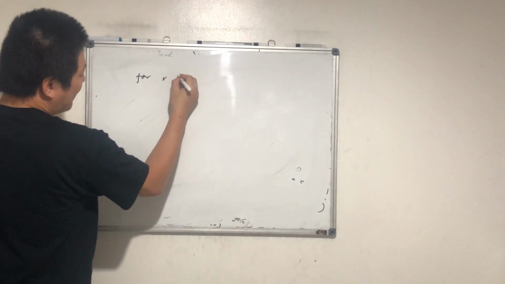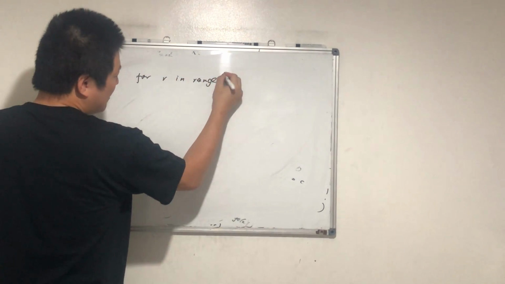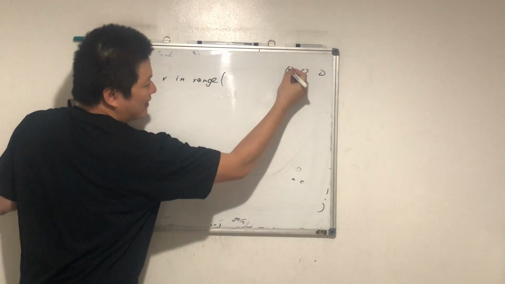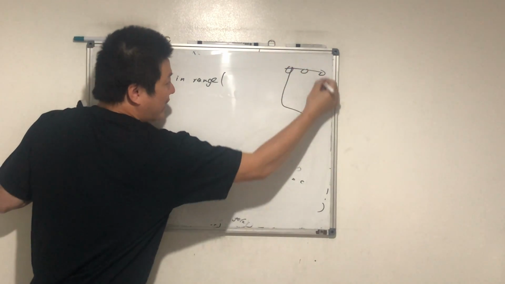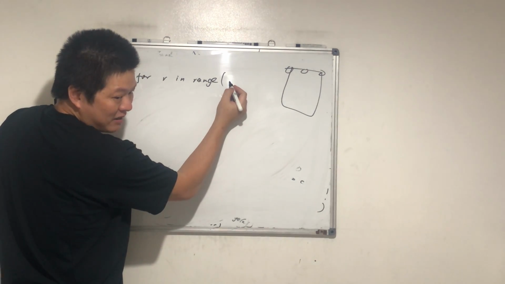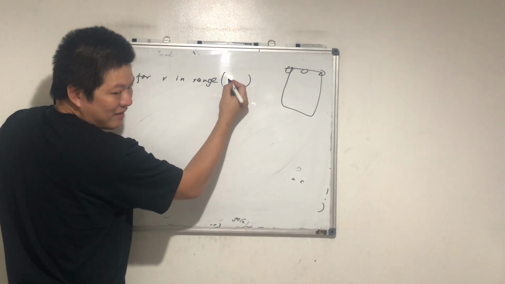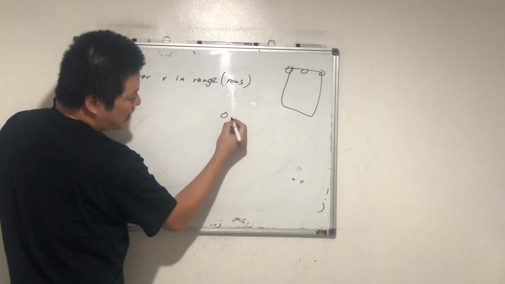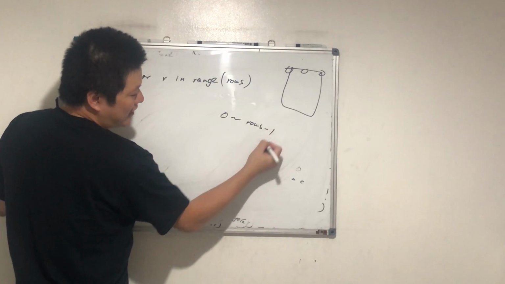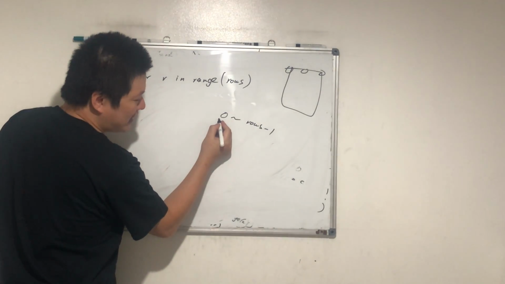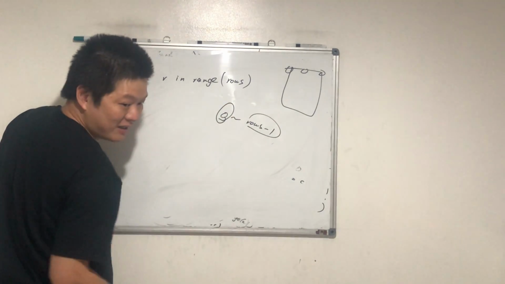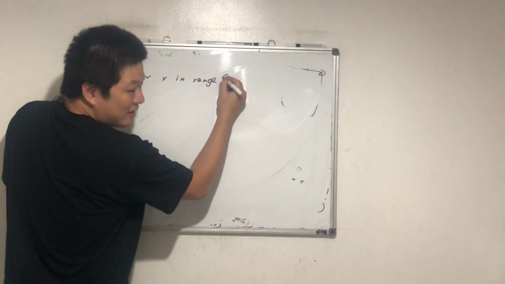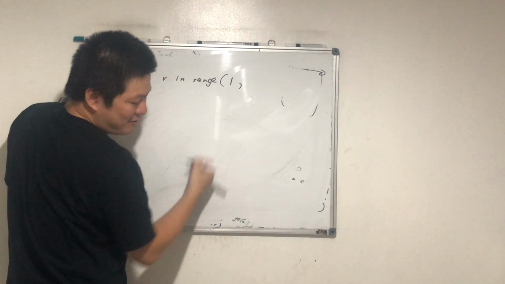For R in range. Go through the middle. Do we need to go through the border again? No, right? So what should I put here? Rows. If you put rows, what happens? It's the same. You will start from 0 to rows minus 1, right? Do we need to consider 0 and rows minus 1? No. So what should I put? Range 1, and then what's the second parameter?